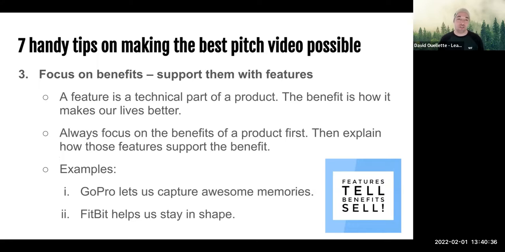Tip number 3 is focus on benefits and support them with features. Okay, so it's important to note the difference between benefits and features. Features are the technical part of your product or your service. The benefits are how it actually will make someone's life better. So in our examples here, GoPro, what is the benefit of GoPro? It lets us capture awesome memories. Fitbit, it helps us stay in shape. Those are the benefits. So we always focus on the benefits of a product first. Then you can show us the product's features and explain how those features support the benefit. As they say in the biz, features tell and benefits sell. Okay, so make sure you put a little more emphasis on benefits.